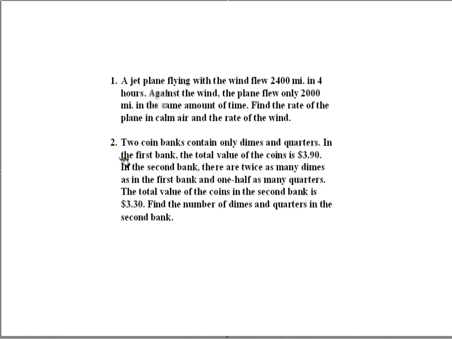Number two. Two coin banks contain only dimes and quarters. In the first bank, the total value of the coins is $3.90. In the second bank, there are twice as many dimes as in the first bank and 1/2 as many quarters as in the first bank. Now, let's look at the total value for the second bank. The total value of the coins in the second bank is $3.30. And you're asked to find the number of dimes and quarters in the second bank here. So make sure we read the question carefully. This one's a challenging problem.